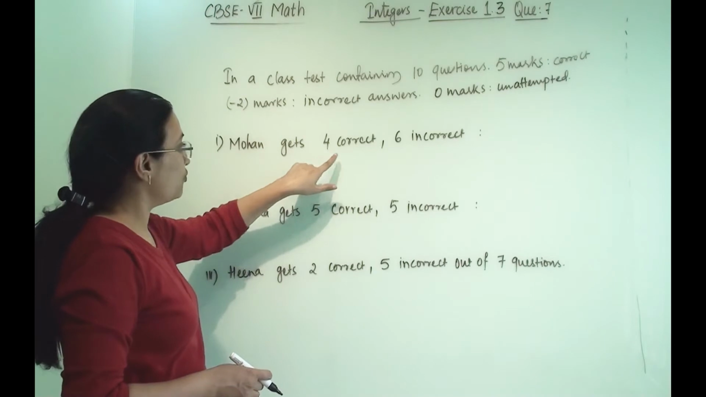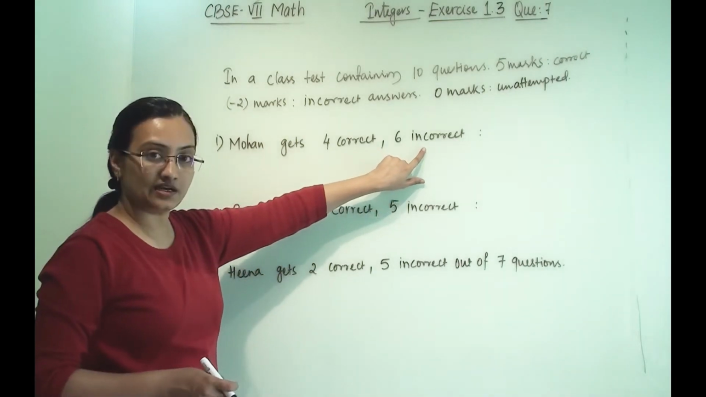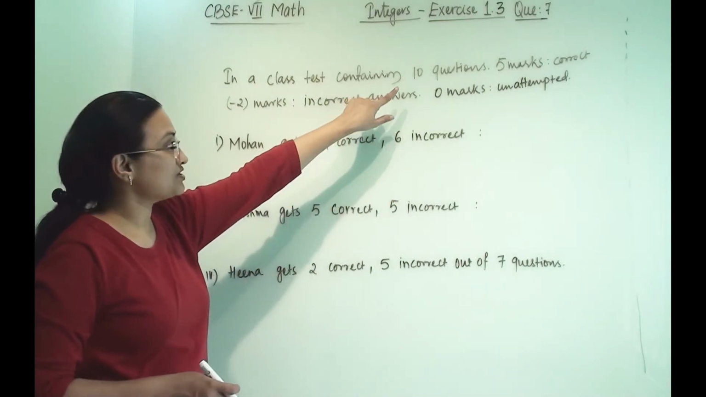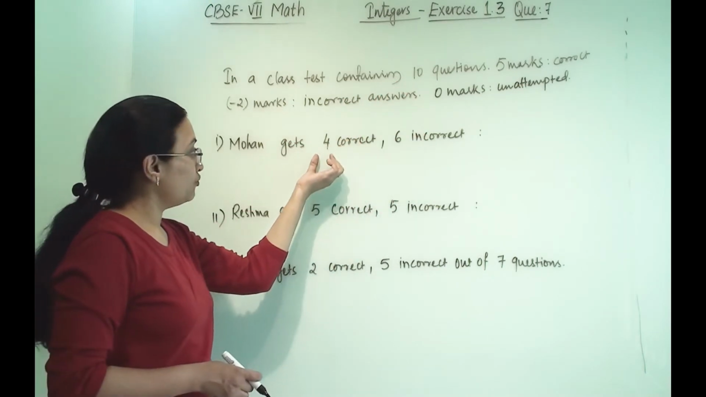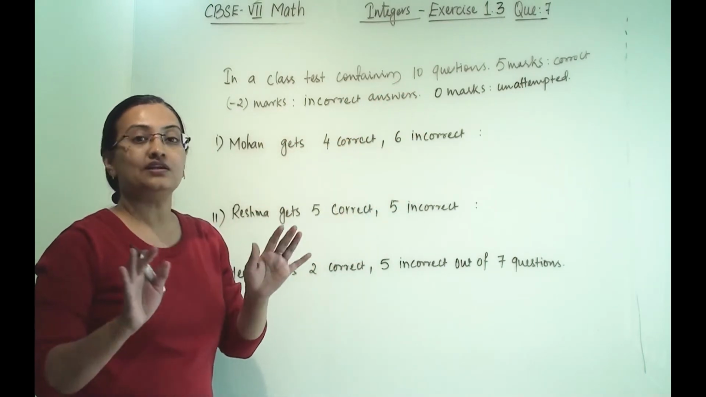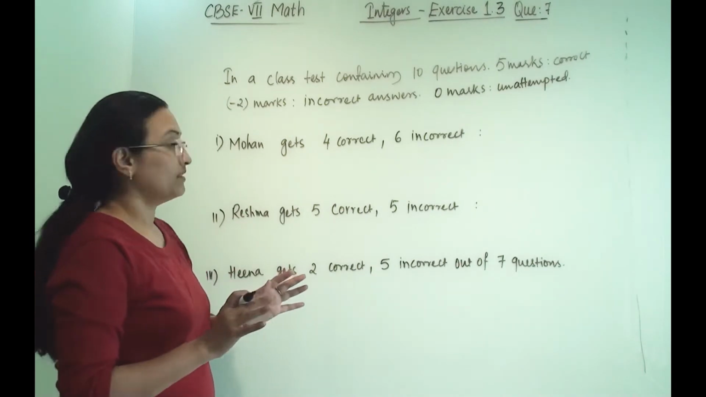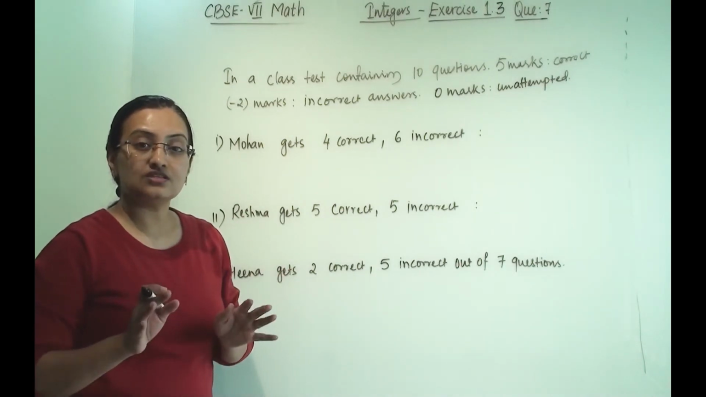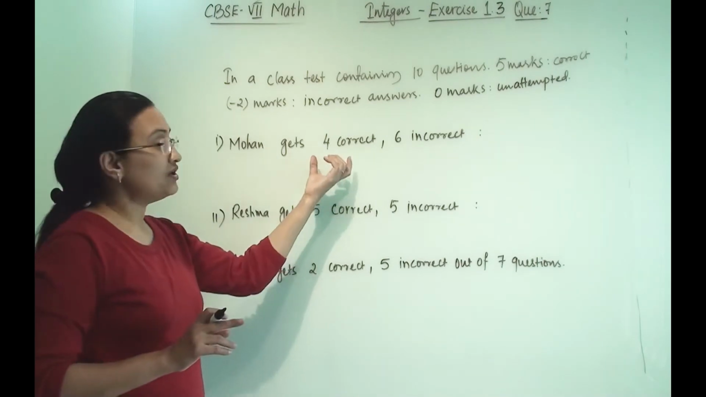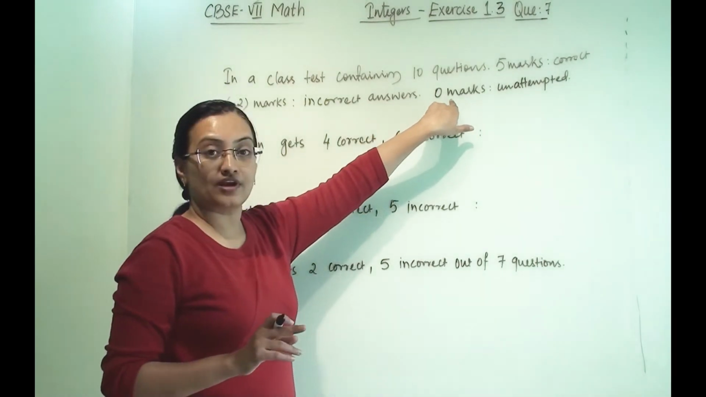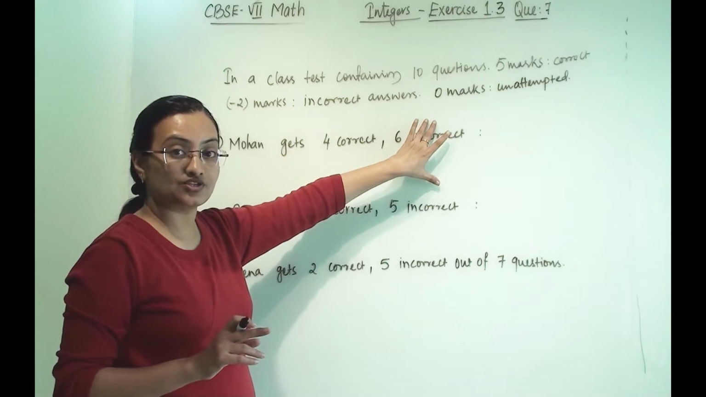Mohan gets 4 correct answers and 6 incorrect answers. And here how many questions are there? 10. So 4 plus 6, that means all the 10 questions he has attended. We don't need to put 0 mark for any of the questions. All the 10 questions he has attended.